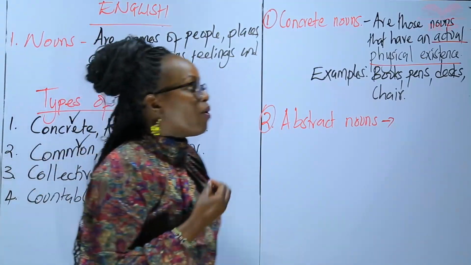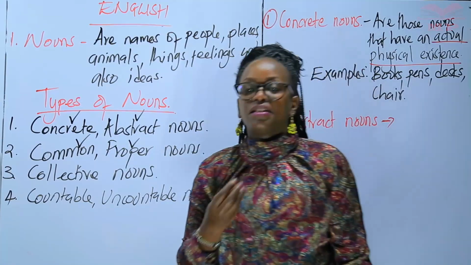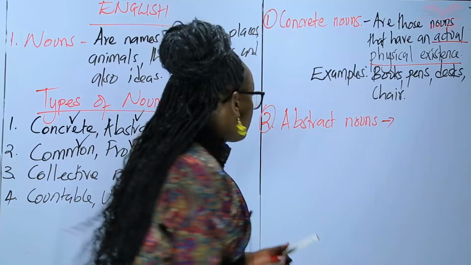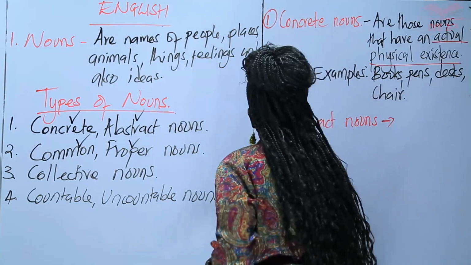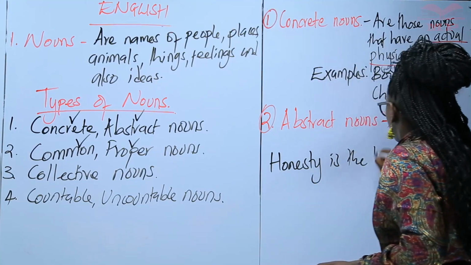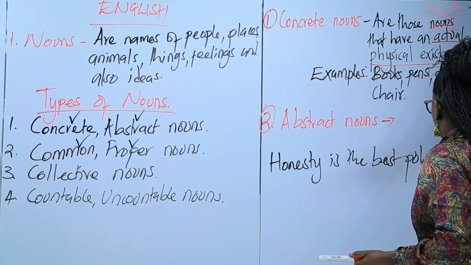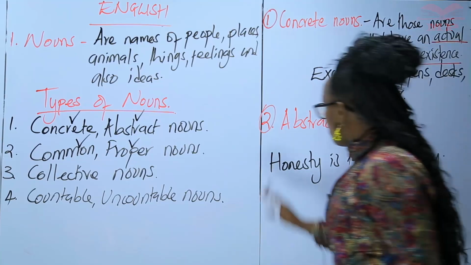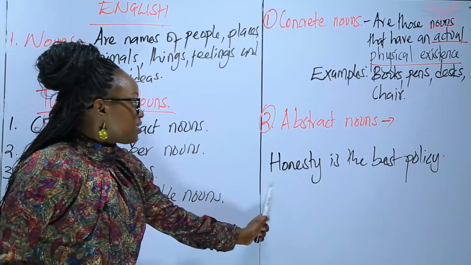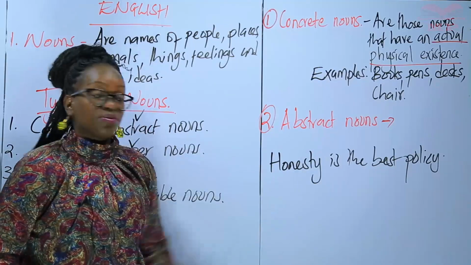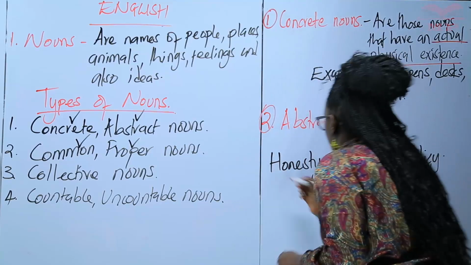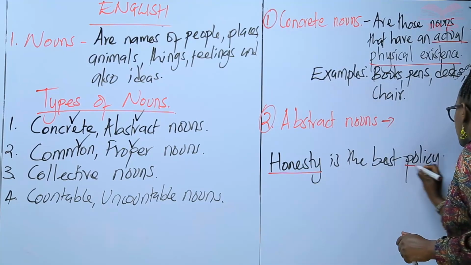For example, I can give you a sentence like a famous quote that says, "Honesty is the best policy." We can write out that sentence. First and foremost, how many nouns can you point out from there? How many nouns can you identify from that sentence? You can take some time before we discuss, and identify the nouns in that sentence. So we have two nouns. The first one is honesty. The other noun is policy.